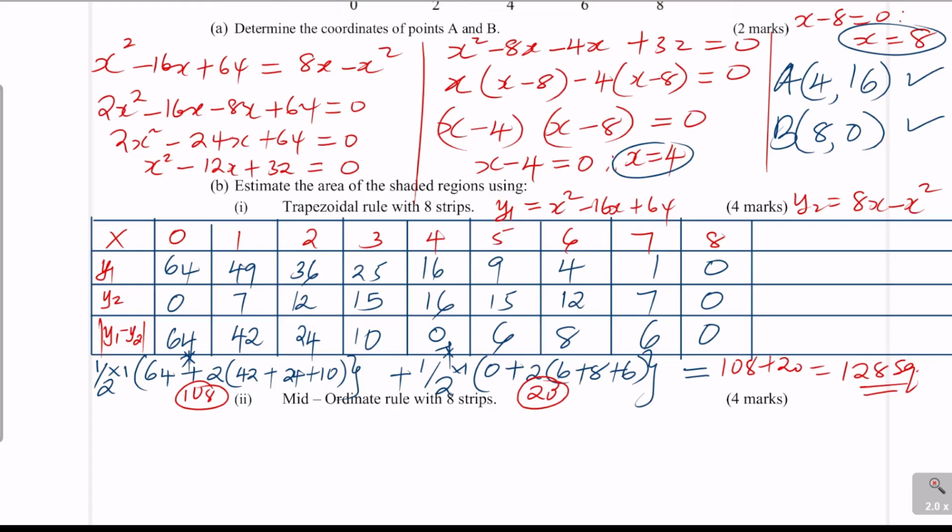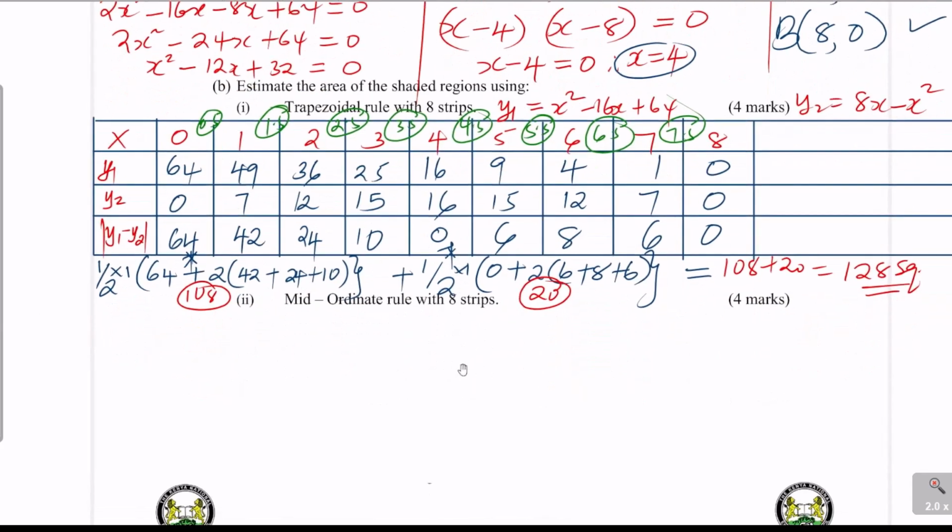Now we go to part 2, Midordinate rule with 8 strips. For the midordinate rule, we're going to use the midpoint of each of these strips. You just use the table that you have here. Between 0 and 1, the midpoint will be 0.5. Then 1.5, 2.5, 3.5, 4.5, 5.5, 6.5, the midpoint of each of those strips, then 7.5. So those are the midpoints that you're going to use.